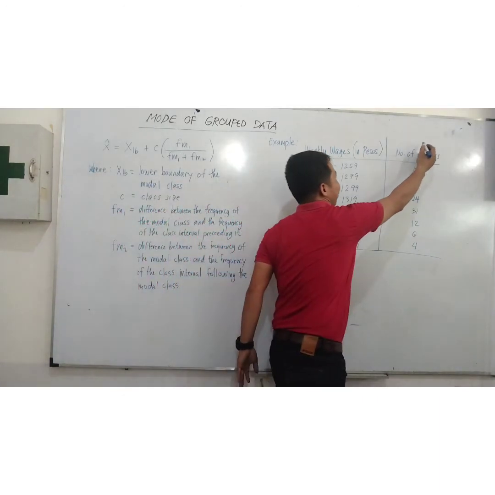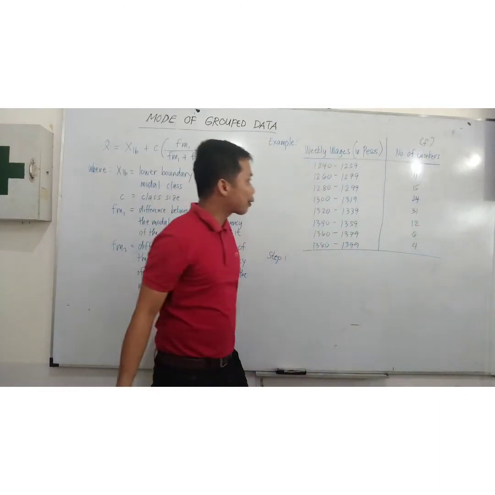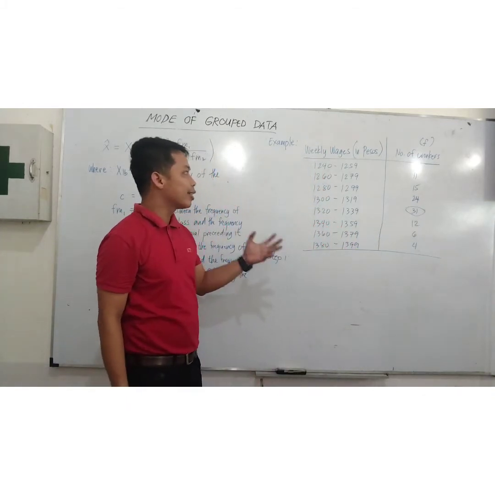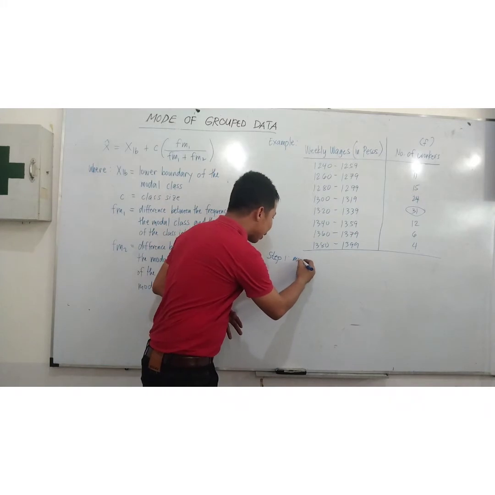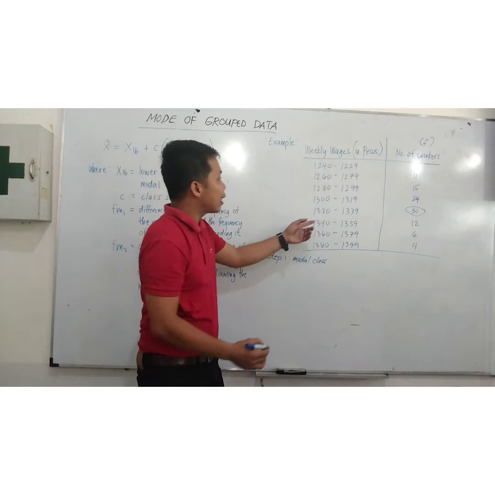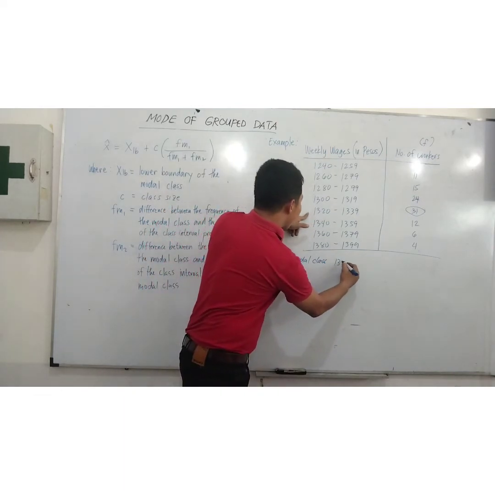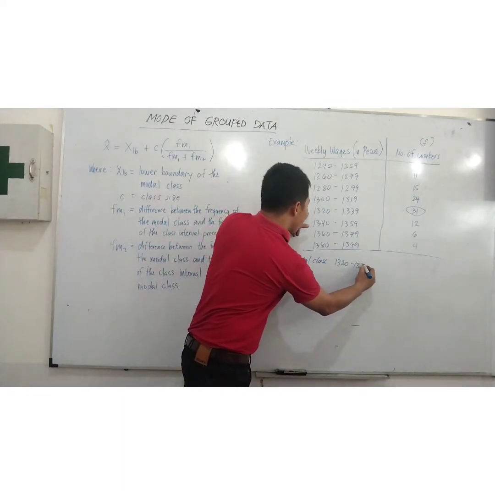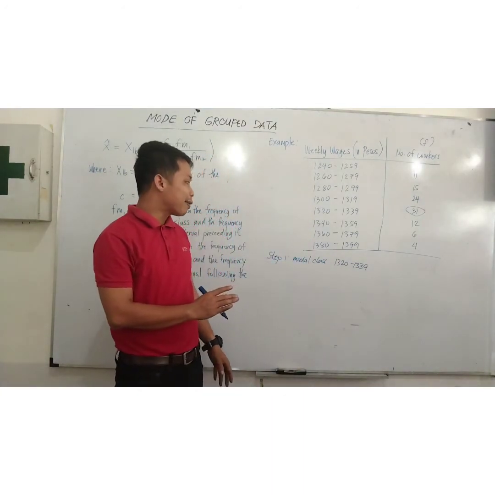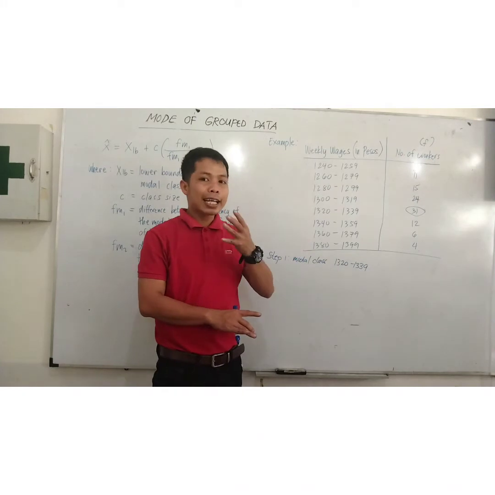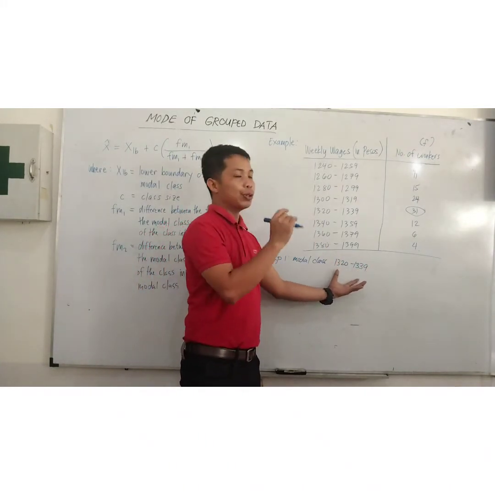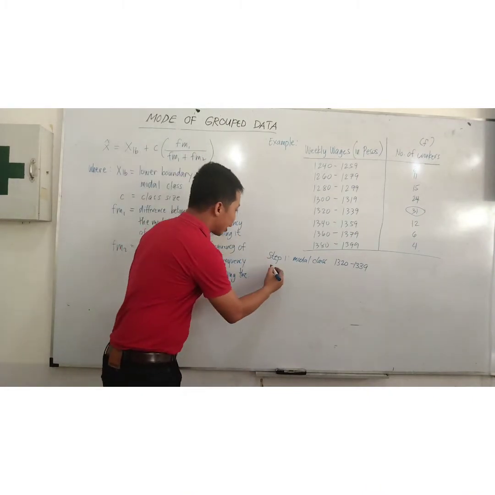What is the highest frequency here? The highest frequency is 31. So, ibig sabihin, yung modal class natin is 1,320 to 1,339. So, ang ibig sabihin ng modal class, andyan sa interval na ito yung ating magiging mode. Okay? Yan yung step 1 natin.